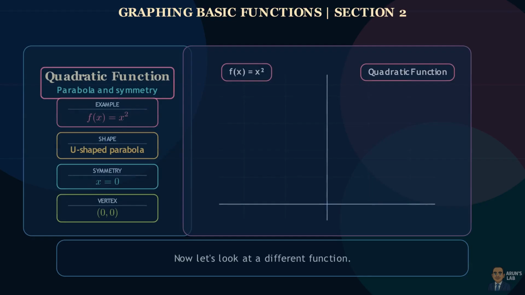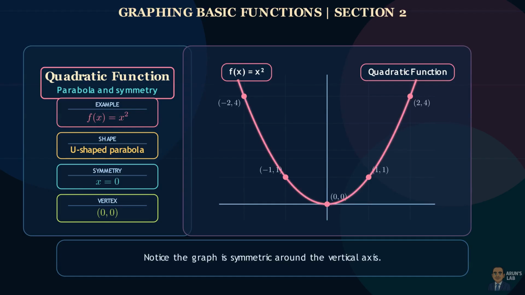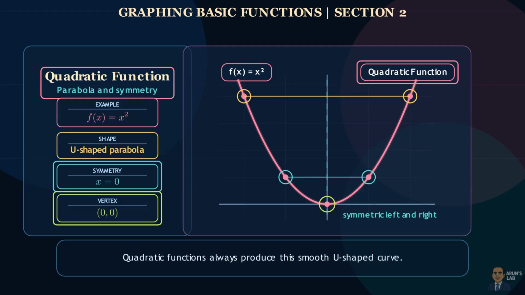Now let's look at a different function. f of x is equal to x squared. This time the graph is not a straight line. Instead, the graph forms a U-shaped curve called a parabola. Let's look at some values. If x is equal to minus 2, the output is 4. If x is equal to minus 1, the output is 1. If x is equal to 0, the output is 0. If x is equal to 1, the output is 1. If x is equal to 2, the output is 4, and so on. Notice something interesting. The graph is symmetric around the vertical axis. Quadratic functions always produce this smooth U-shaped curve.